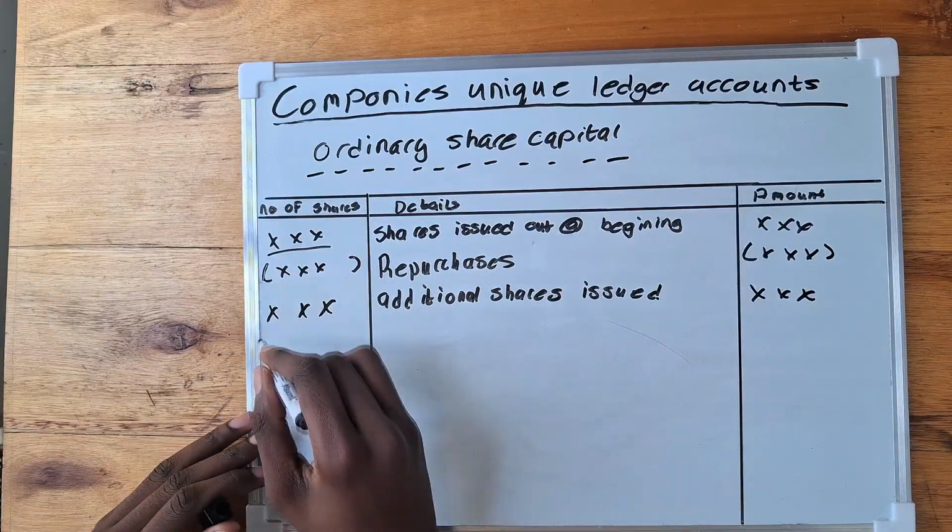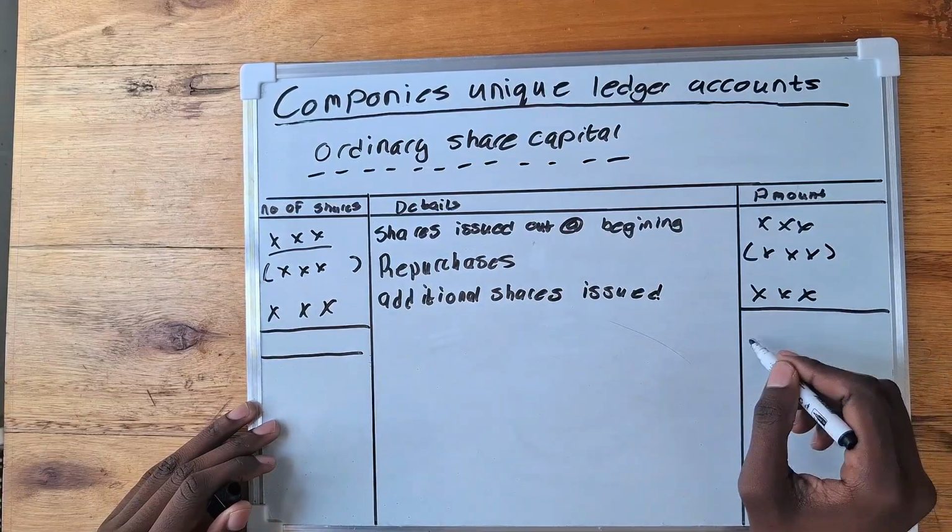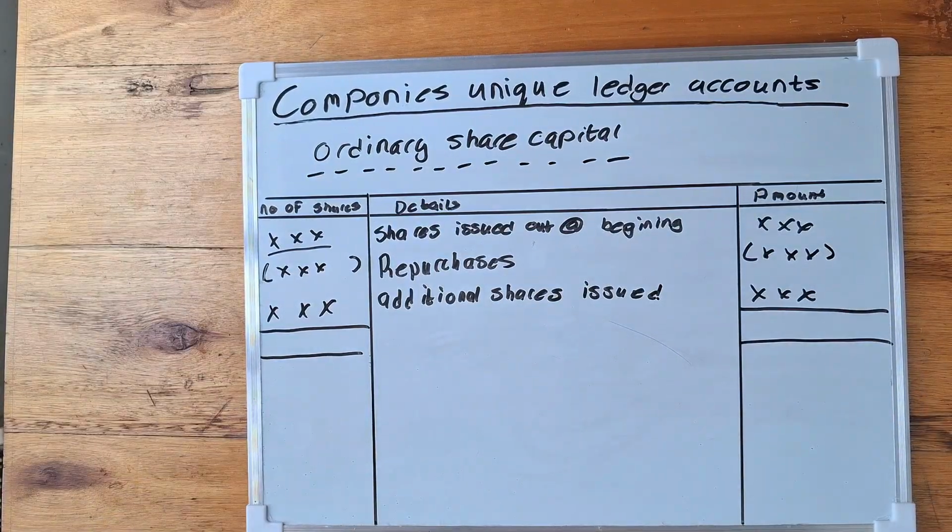Now, all you need to do is draw your two lines. So what do these two lines represent? I mean, we always put them in accounting, but no one really knows what they represent, right?